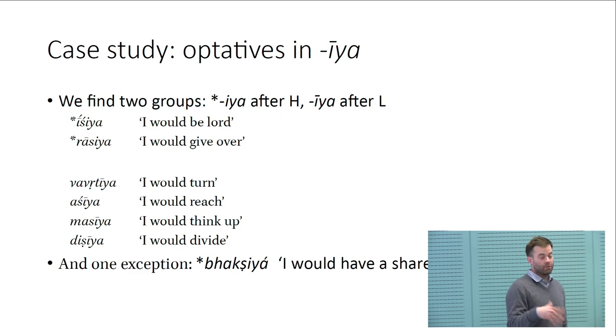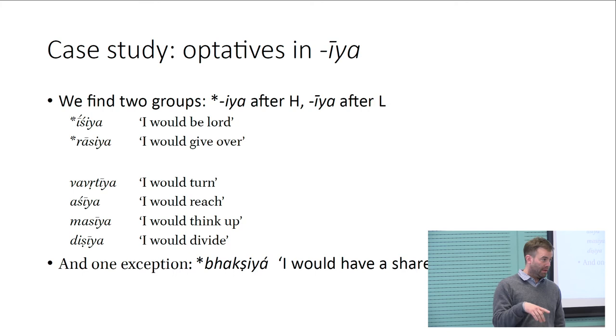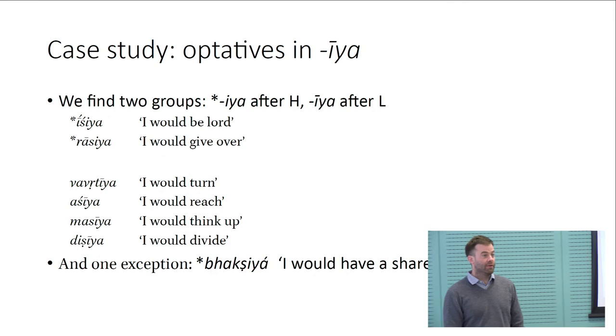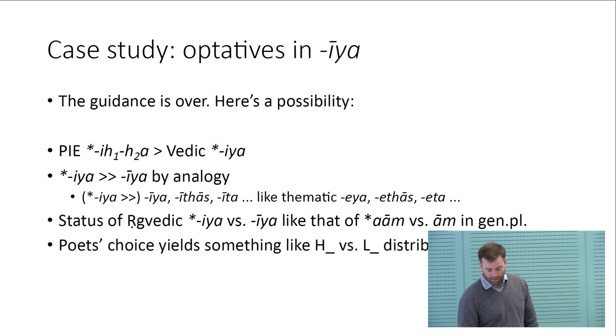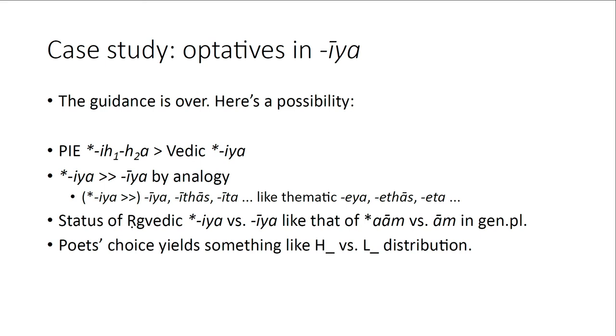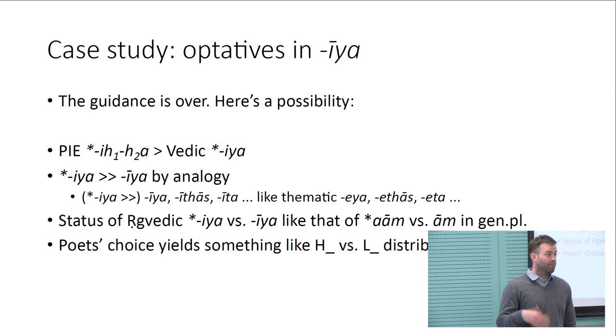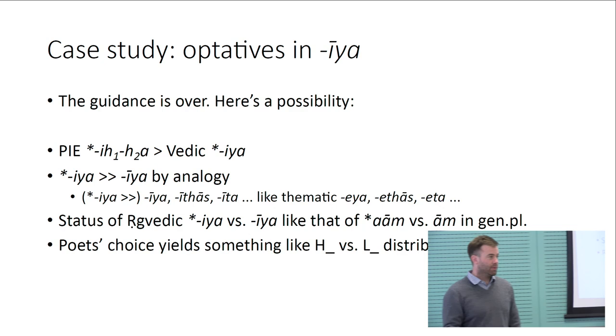By this distribution, we would expect bakshiya with a short I, because bak is a heavy syllable, but we find better evidence for bakshiya with the form that we expect. And so this is as far as this takes us. The method suggests that we take the reconstruction of iya with a short I as at least a variant pretty seriously. And then now we just go back to doing what we always do, which is internal reconstruction and external reconstruction.